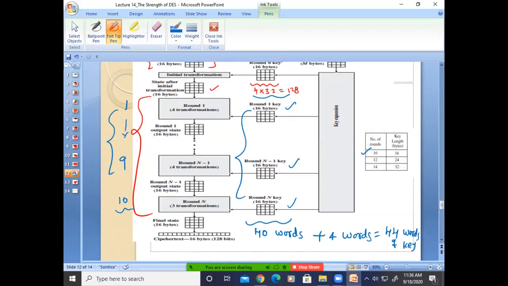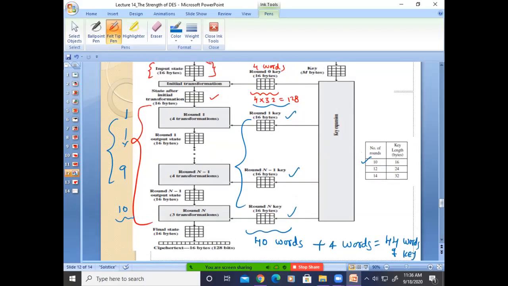Is this clear? If I ask you a question, how many total words of keys are possible in AES 128, you should be able to tell. If AES is 256, how many possible words of keys? Got the point here, please? Yes, sir. So what is happening in the rounds, the substitutions, permutations, mixing the columns, etc.? We will see that in detail later.